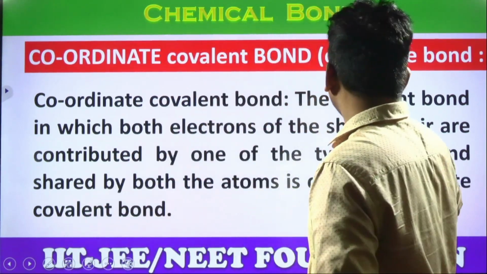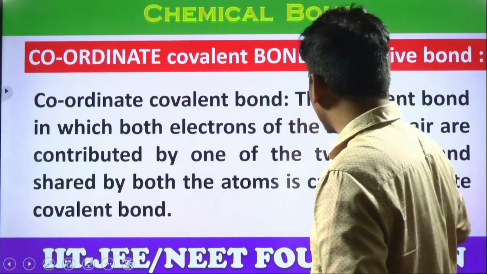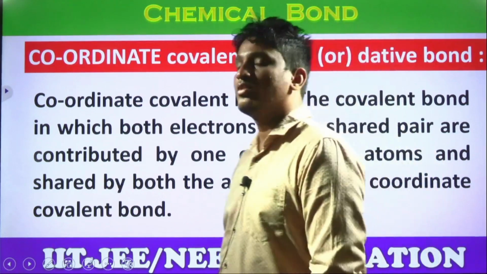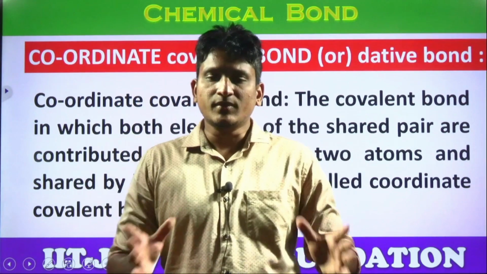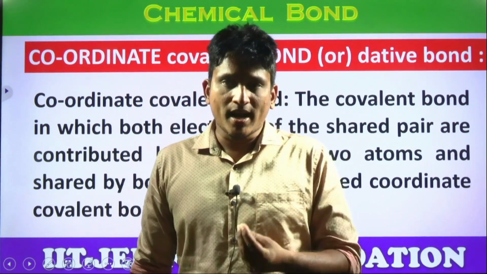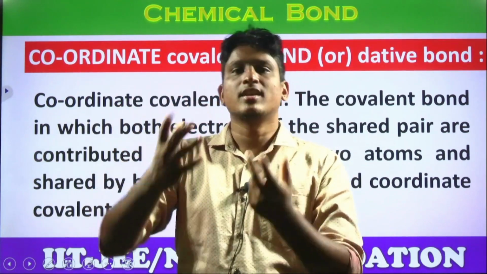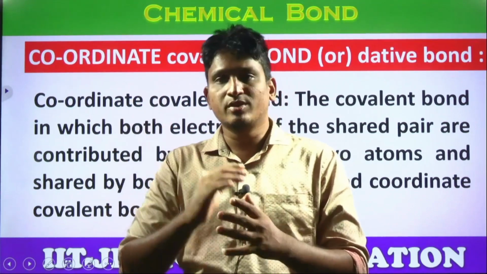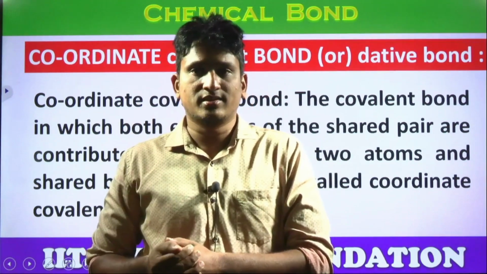Coordinate covalent bond. The covalent bond in which both electrons of the sharing pair are contributed by one of the two atoms, and the sharing by both the atoms, is called a coordinate covalent bond. The meaning of this statement is, students, in covalent bond, equal sharing of electrons takes place. Yes or no? That means if one atom is providing one electron, the opposite atom also provides one electron only. If this atom provides two electrons, the opposite atom also provides two electrons. That means from both sides equal contributions are there. Yes or no? That is covalent bond.